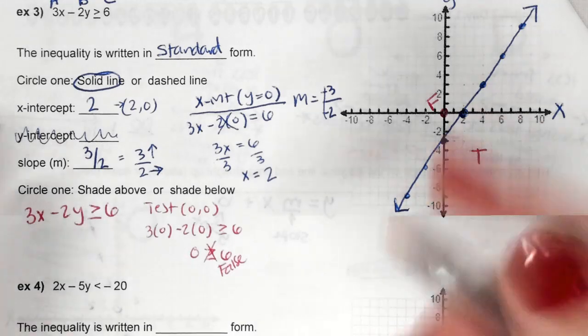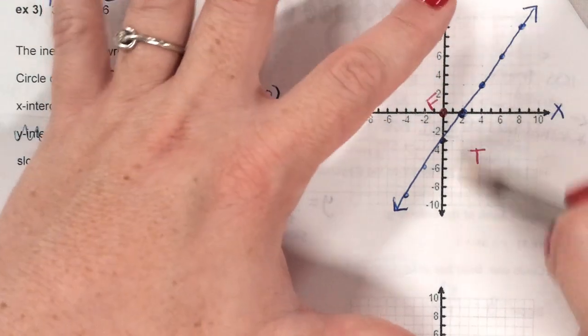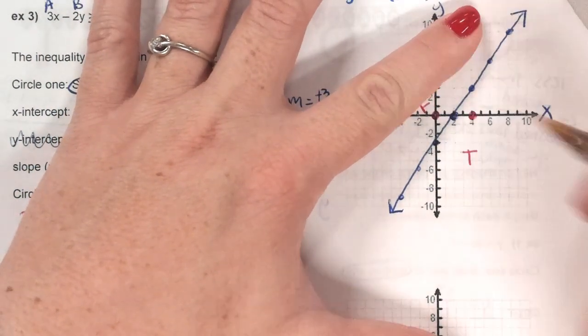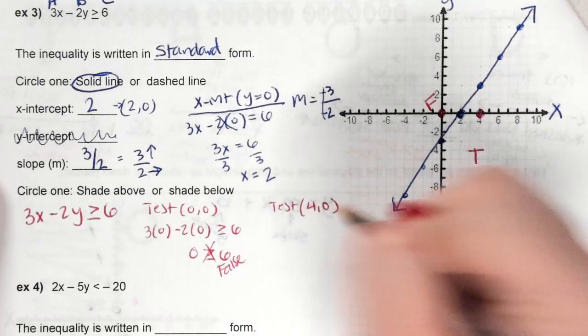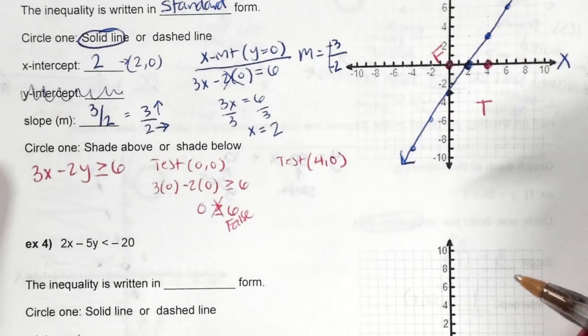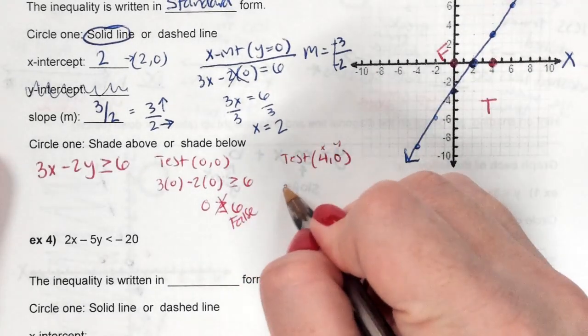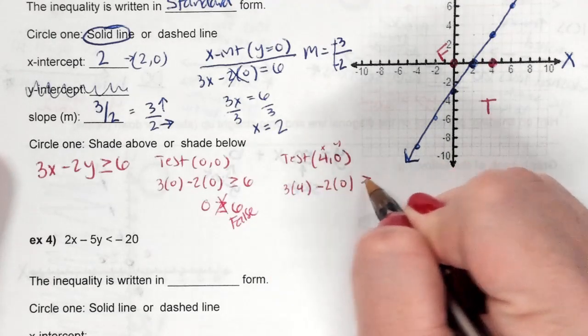I am going to show you, though, if 0, 0 is on the line, the best thing to do is pick a point that's on an axis. Doesn't matter which one. So I'm going to pick this point of 4, 0. I'm going to test the point 4, 0 and plug that in. So this is my x, this is my y. So 3 times 4 minus 2 times 0 is greater than or equal to 6.